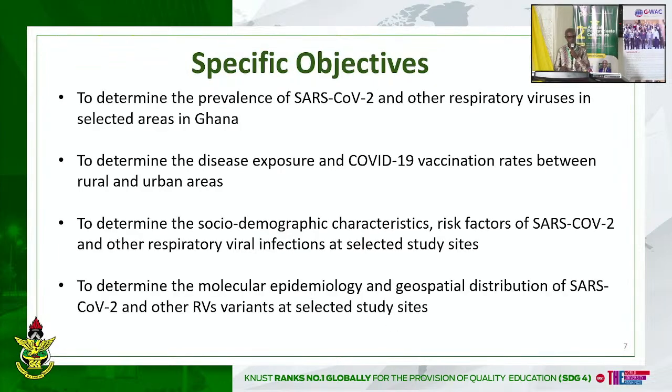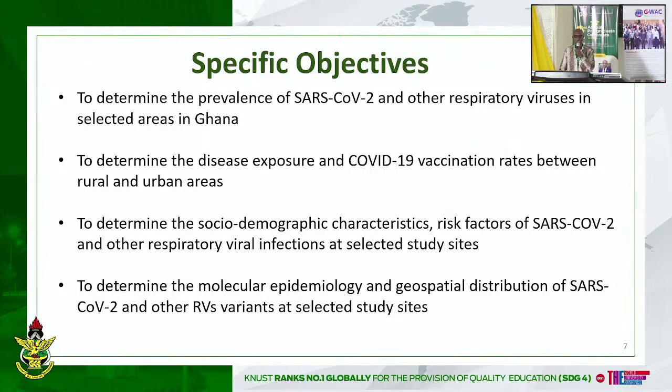The specific objectives of my study: one, to determine the prevalence of SARS-CoV-2 and other respiratory viruses in selected areas in Ghana. Two, to determine the disease exposure and COVID-19 vaccination rate between the urban and the rural areas. Then to determine the socio-demographic characteristics and risk factors of SARS-CoV-2 and other respiratory viral infections at selected study sites. Then lastly, to determine the molecular epidemiology and geospatial distribution of SARS-CoV-2 and other RVs at selected study sites.